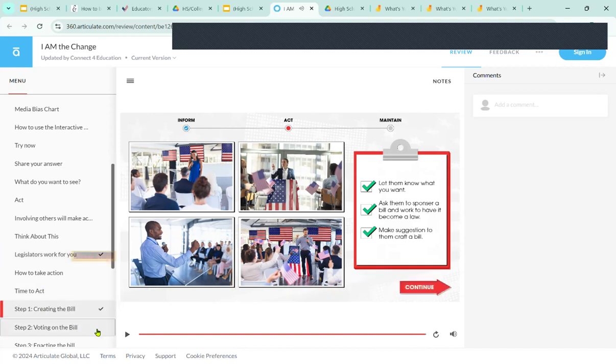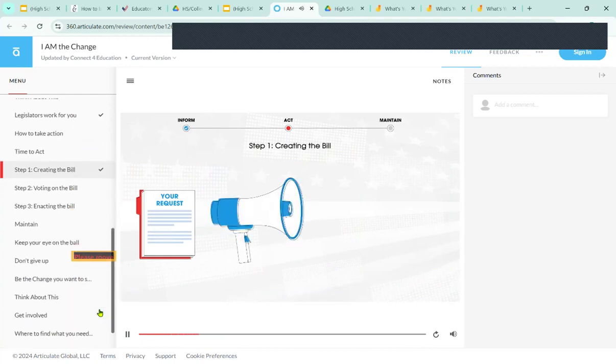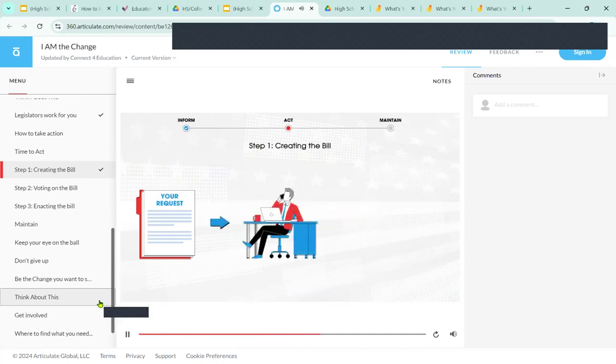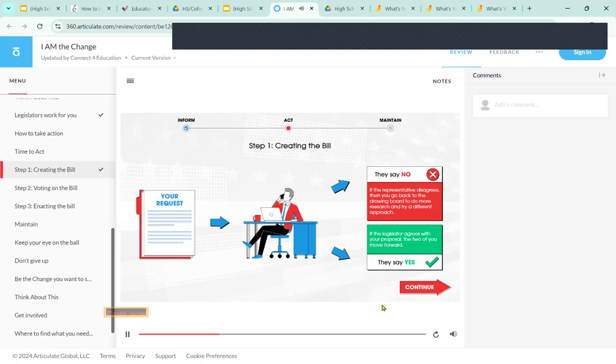All right, and then I'm going to go up to... Remember, you can influence the outcome by staying vocal. You need to make sure you communicate. Contact your representative to sponsor your bill. Your legislator will research the issue and come back with an answer. If the representative disagrees, then you go back to the drawing board to do more research and try a different approach. If the legislator agrees with your proposal, the two of you move forward.